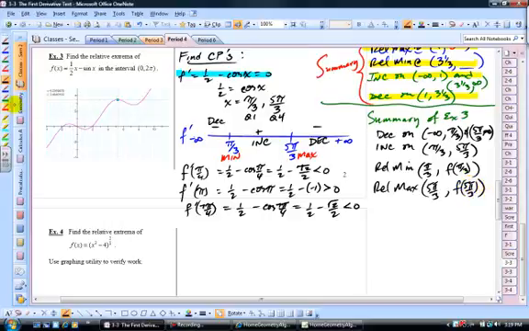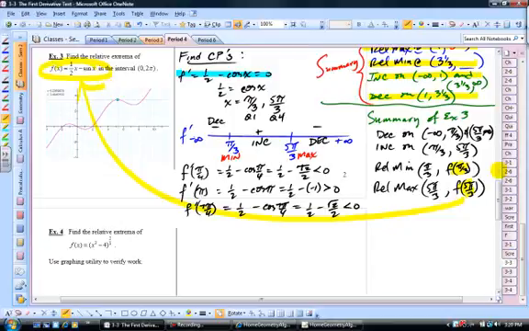Now you can find these just by substituting into the function. By the function, I mean substitute back into the original, and you can evaluate that and get your y values. Those become the relative min and max.